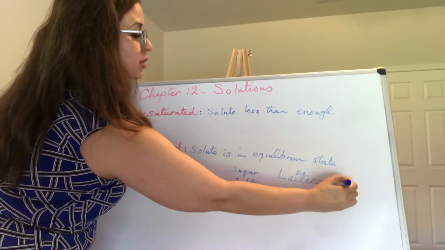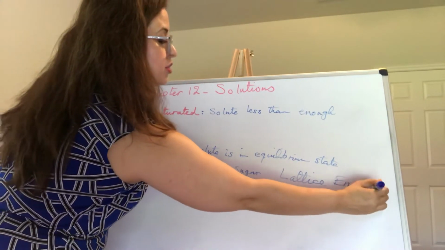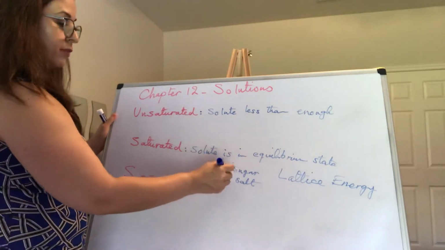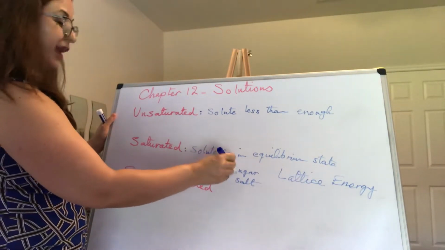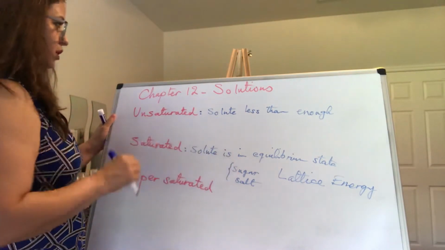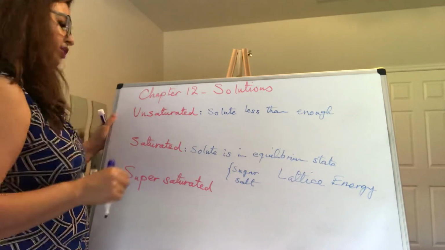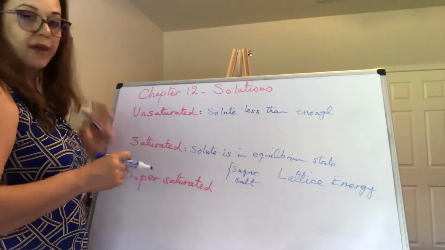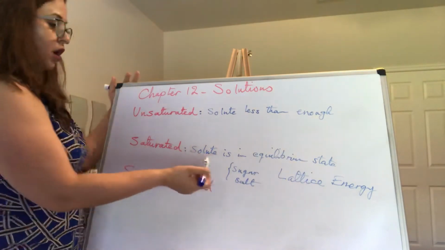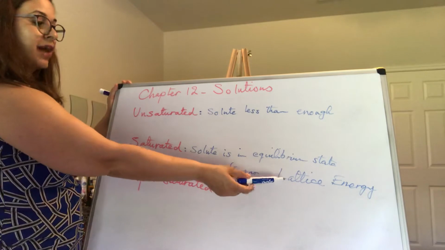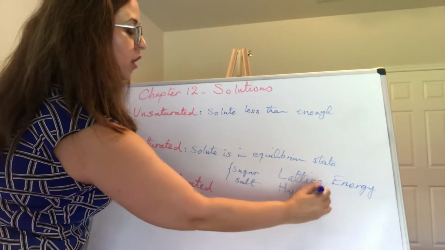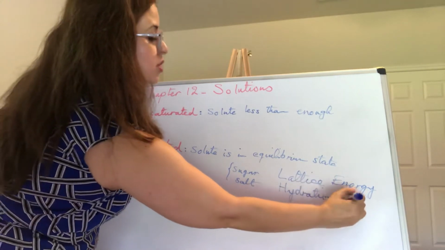Lattice energy is the energy that you need to spend to break the structure of this crystalline sugar or salt or any other solute that you have. You need to overcome their, breaking their structure. So we have a lattice energy and we have hydration energy. Hydration energy.